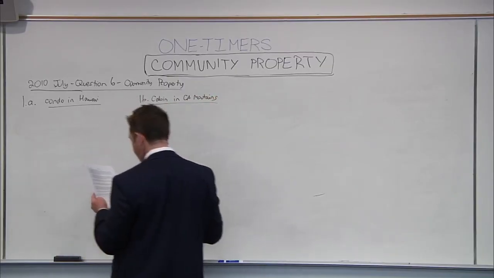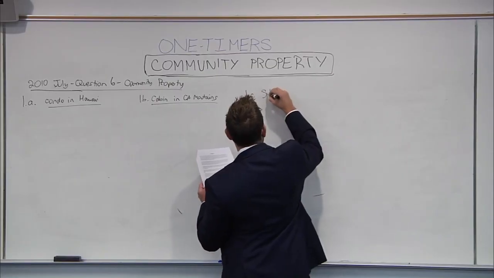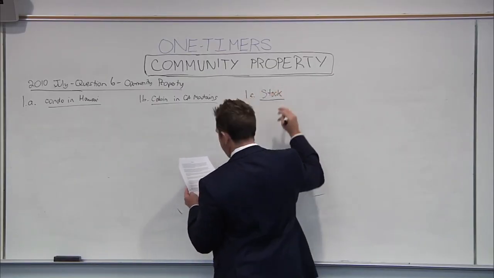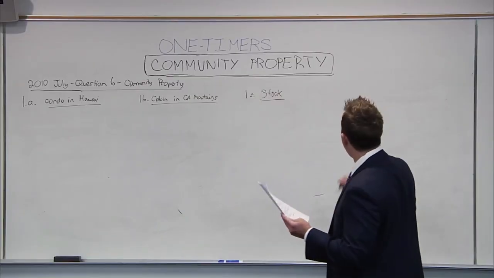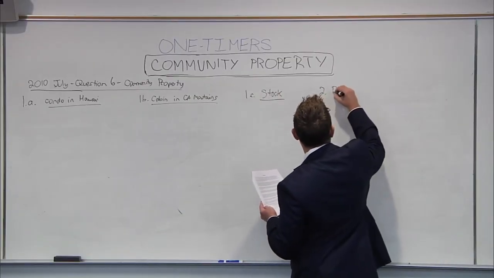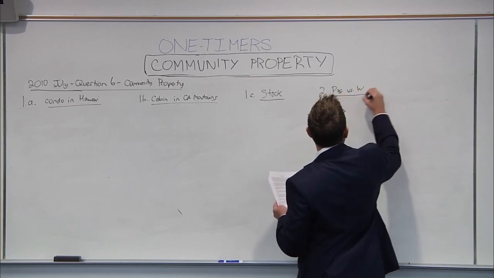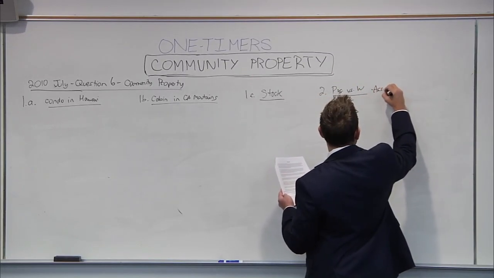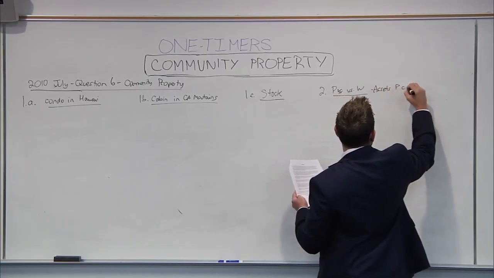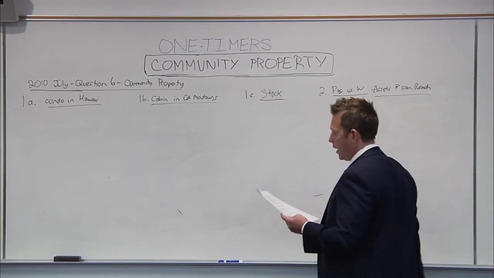Sounds like that's beautiful. 1C, the bio stock. I'll just put stock for short, make it easy on you. And number 2, what property can Paul reach to satisfy his judgment against Wanda? So Paul versus W. Assets to reach. That looks like it's a debt. Okay. So let's take it from the top.